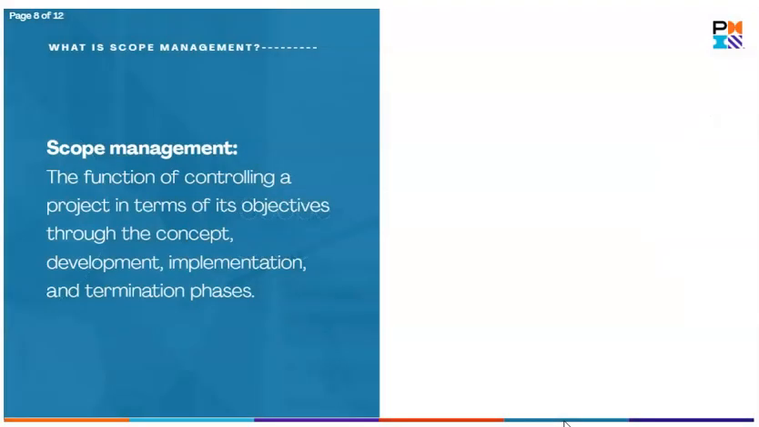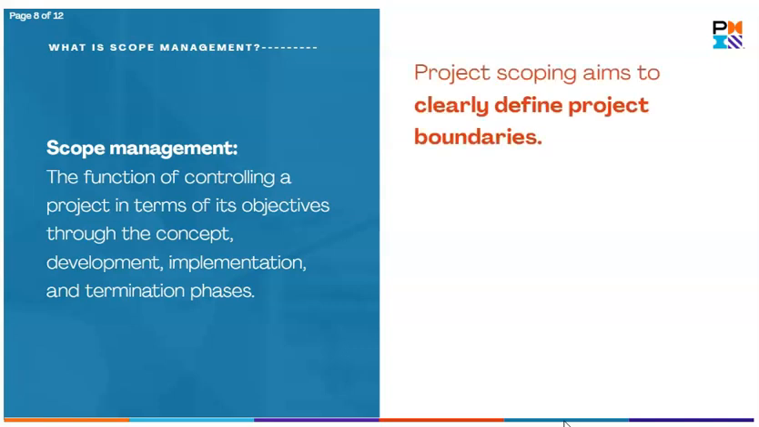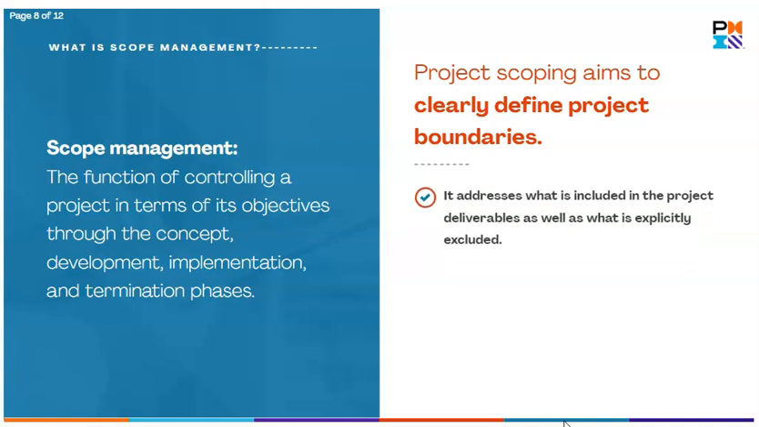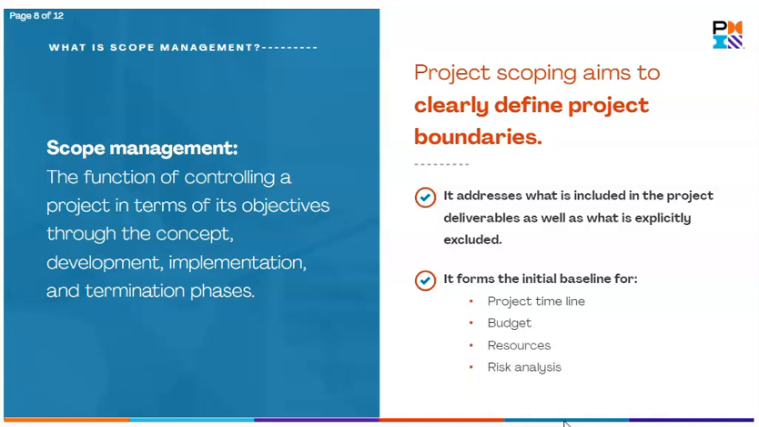PMI defines scope management as the function of controlling a project in terms of its objectives through the concept, development, implementation, and termination phases. Project scoping aims to clearly define the project boundaries. It addresses what is included in the project deliverables, as well as what is explicitly excluded. Therefore, it forms the initial baseline for project timeline, budget, resources, and risk analysis, as well as project quality measurements.